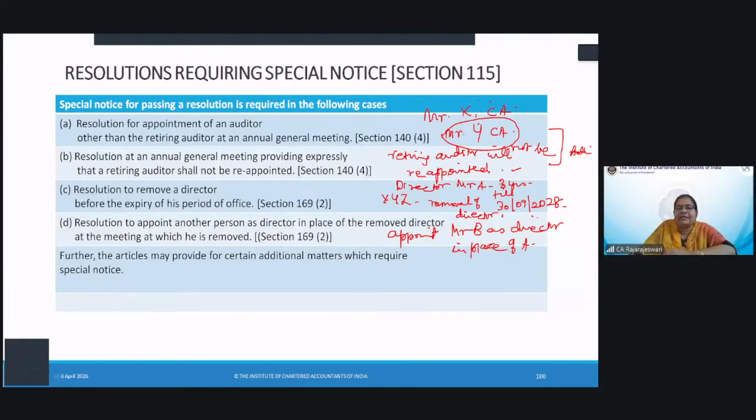So auditors, directors. The first two talk about the auditor, and the third and fourth resolutions talk about the removal of the director and appointing another director in place of the removed director at the same meeting in which he is removed. One is removing the director and another is appointing the director in that place. The articles may provide for additional matters. The Act, Section 115 of the Companies Act, provides these 4 points. That is the concept.